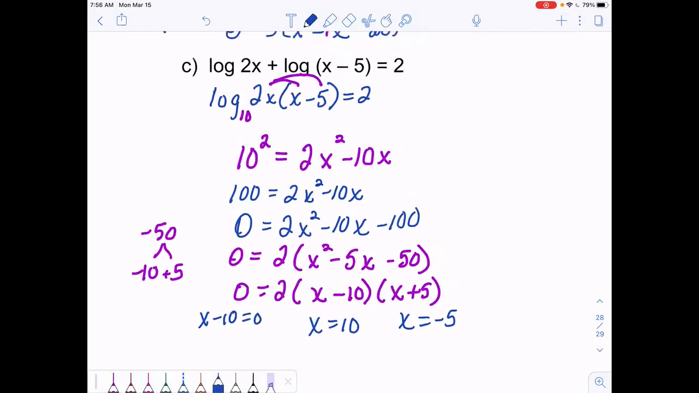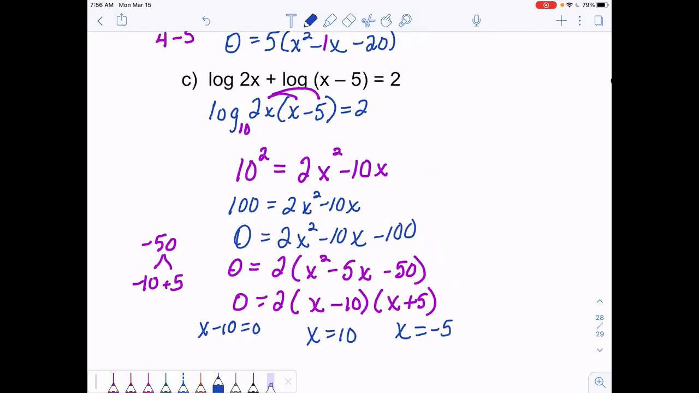All right, so check to see if they're extraneous. If you plug in that -5, you get a -10 in both cases. So again, you're individually plugging them into the original expression. And if it makes it negative or 0, then it's not a solution. Cross it off. That one's extraneous. So x is equal to 10.